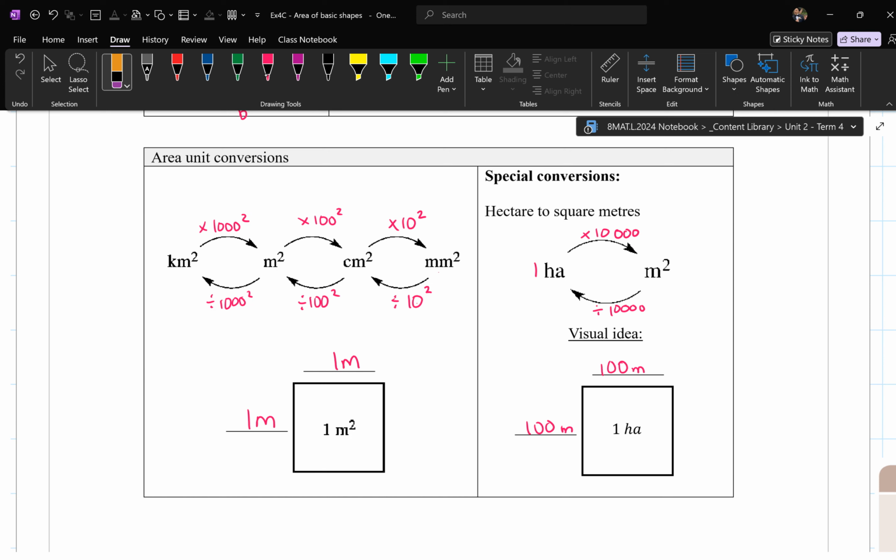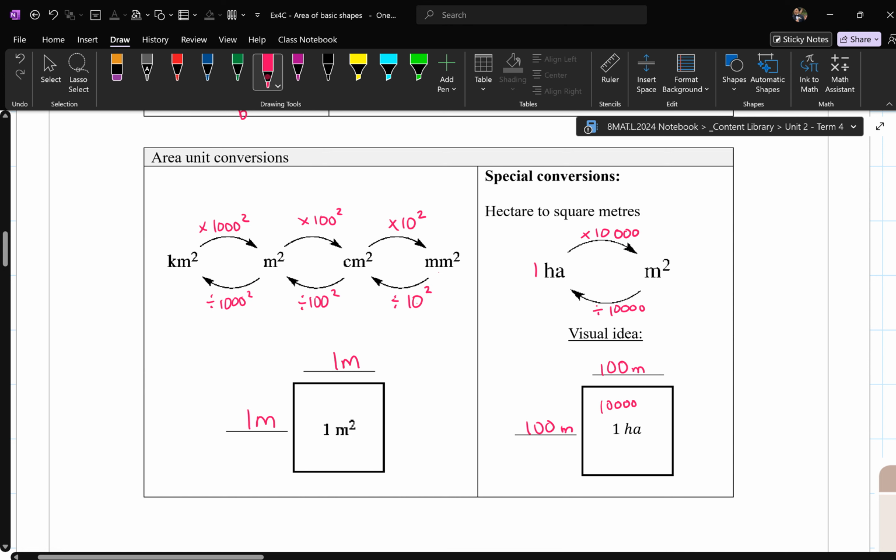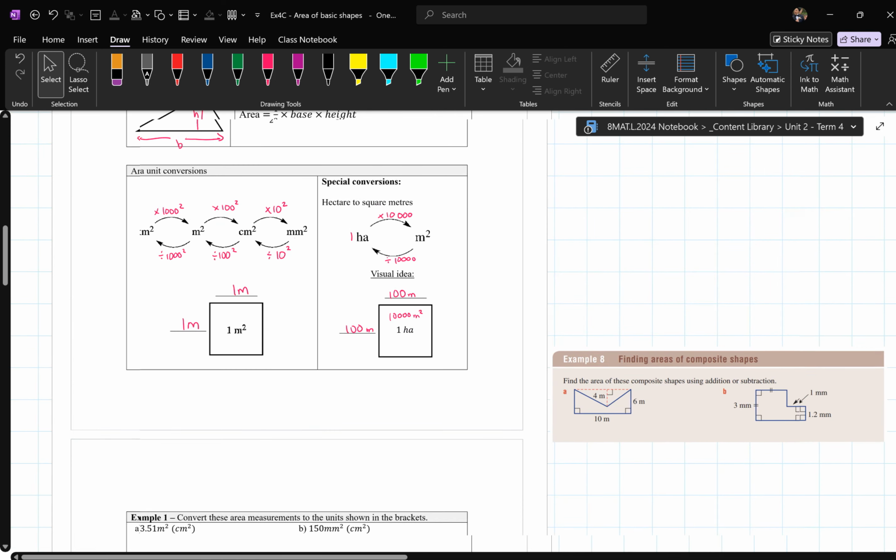That's how big 1 hectare is. Okay, so just picture that when you're running 100 meters by 100 meters. And the reason why I know this is because 100 times 100 is 10,000 square meters. The area is 10,000. Okay, so that's why it's 100 meter by 100 meter. That's how big it is. And there we go. Let's do some conversion.